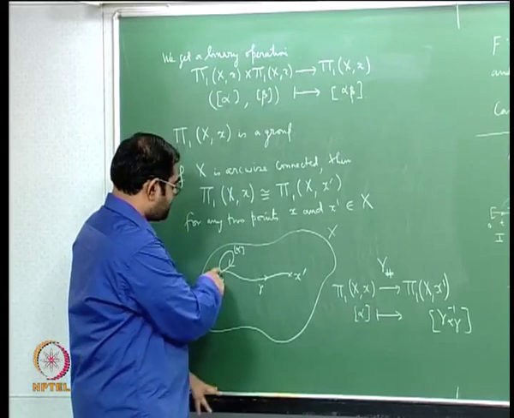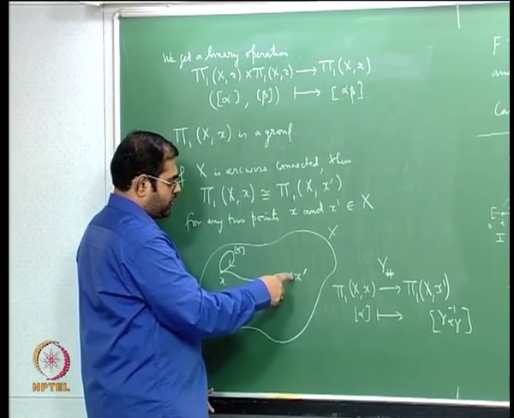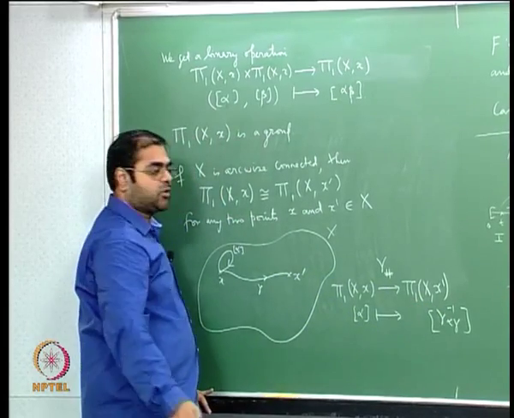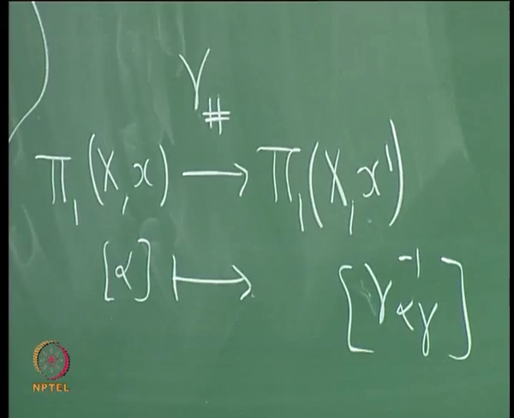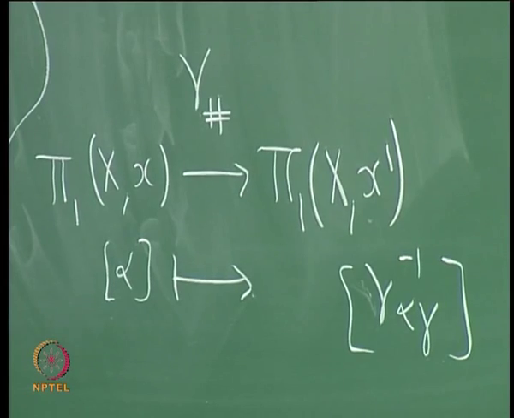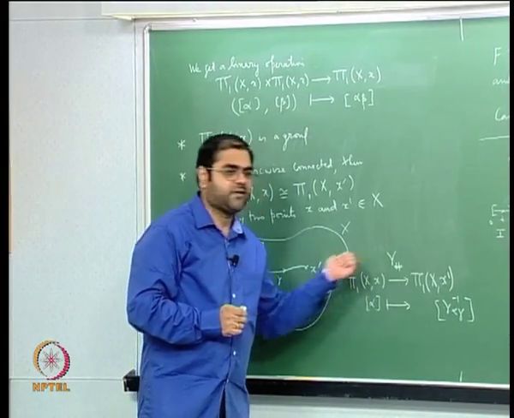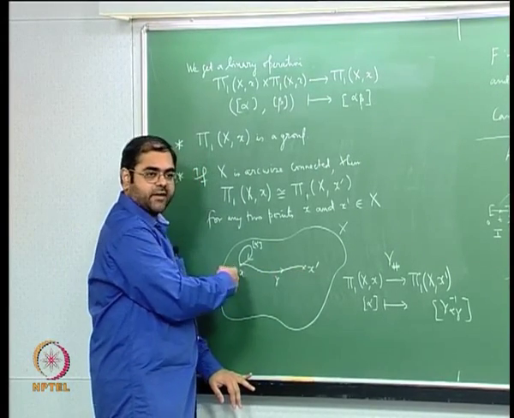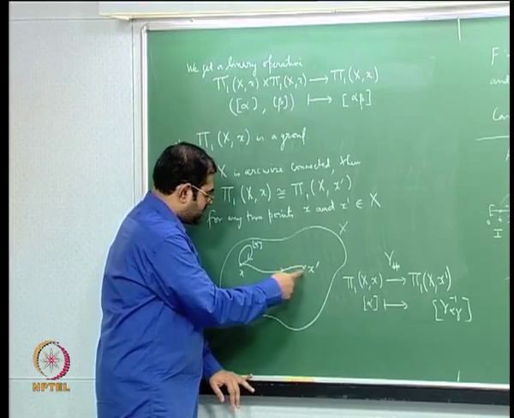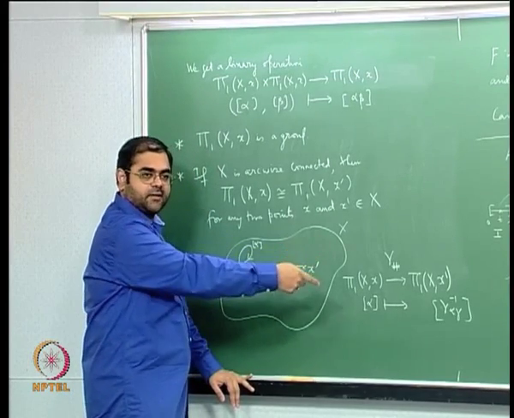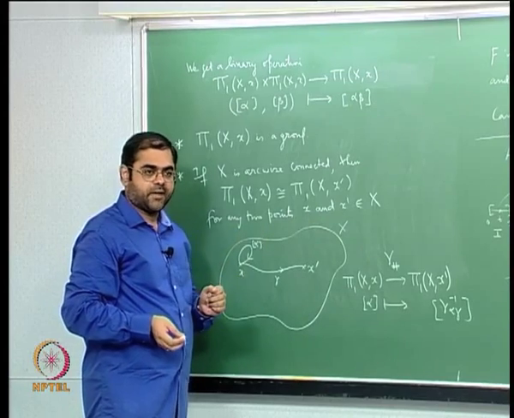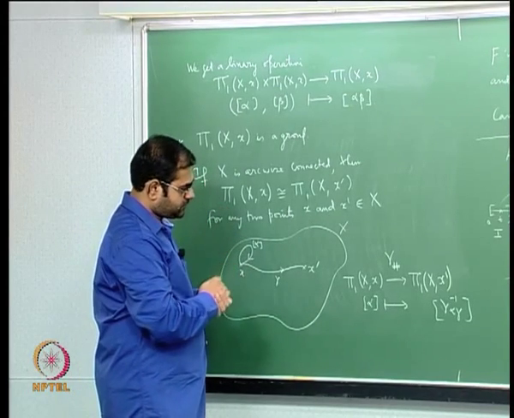In fact, if I take the constant path here, it will go to gamma inverse gamma, and gamma inverse gamma is again homotopic to the constant path at x prime. So you can check this is a group homomorphism, you can check it is an isomorphism, because there is an obvious way to define an inverse. By using the path gamma inverse, I can send any loop here to a loop there in the same way, and that will be an inverse to this map, and it's a group isomorphism.